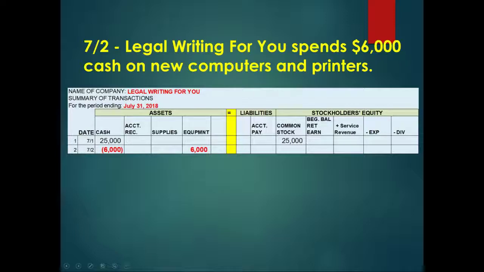So we're going to show this transaction here. Cash decreased. We show negatives in parentheses to differentiate them because that minus sign is a little bit hard to read. So that's the tradition in accounting, to show it in parentheses. What did we get? We got computers and printers. So the asset equipment account increased $6,000. The asset cash decreased $6,000. So the left side of the equation adds up to 0, so we're in balance for the whole line.